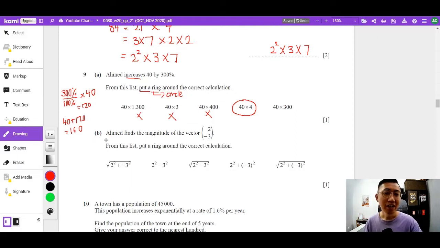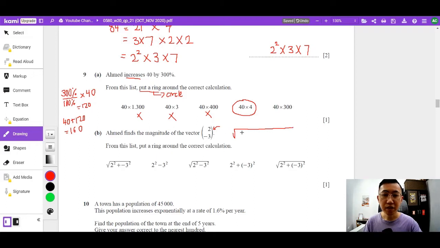9B. Ahmed finds the magnitude of a vector (2, -3). From the list, put a ring around the correct calculation. Okay, correct calculation. So when you are having this vector, how to find the magnitude is like this. You're going to square root the whole thing.